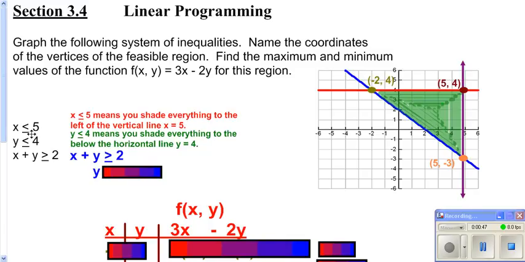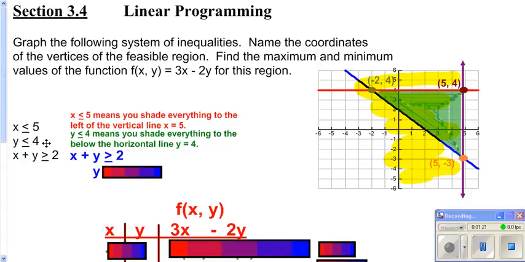If you're looking at x is less than or equal to 5, you know that x equals 5 is a vertical line. So you would do a vertical line right here. Since it's x is less than 5, that means you're going to be shading over here to the left.